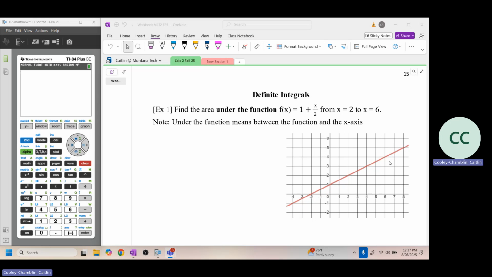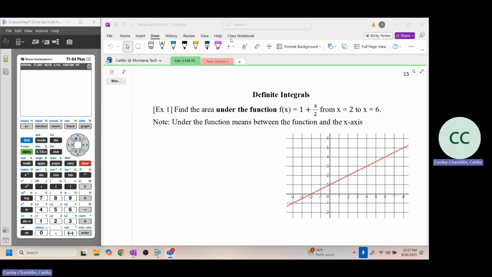All right, so example one says find the area under the function f of x equals 1 plus x over 2 from x equals 2 to x equals 6. Note, under the function means between the function and the x-axis.